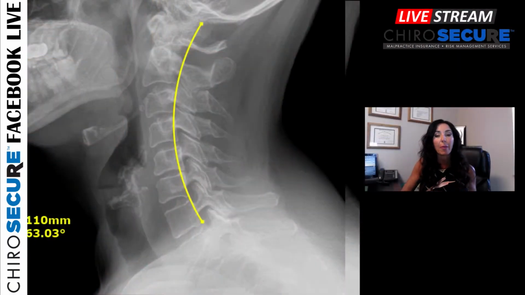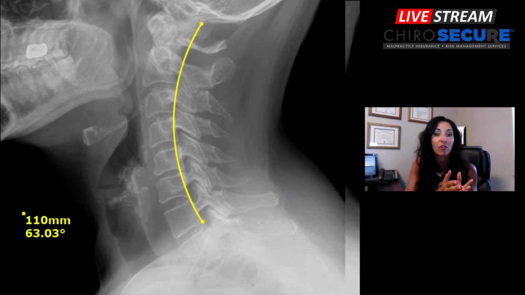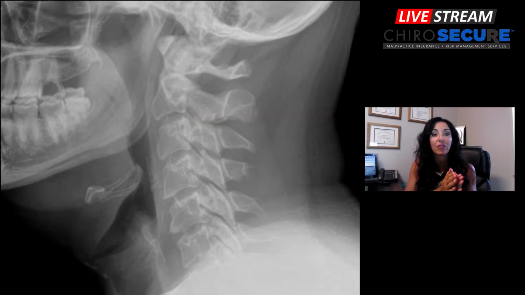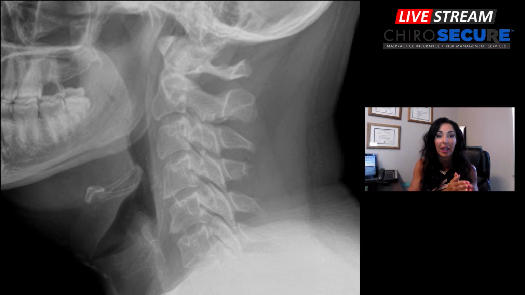So if we pull up our next x-ray, we're going to show you what happens when this cervical compression fracture is left untreated and time passes. Now, obviously, this is a different patient. You'll see different structures here, but this is typically what you're going to see after a compression fracture has been there for more than 5 to 10 years.